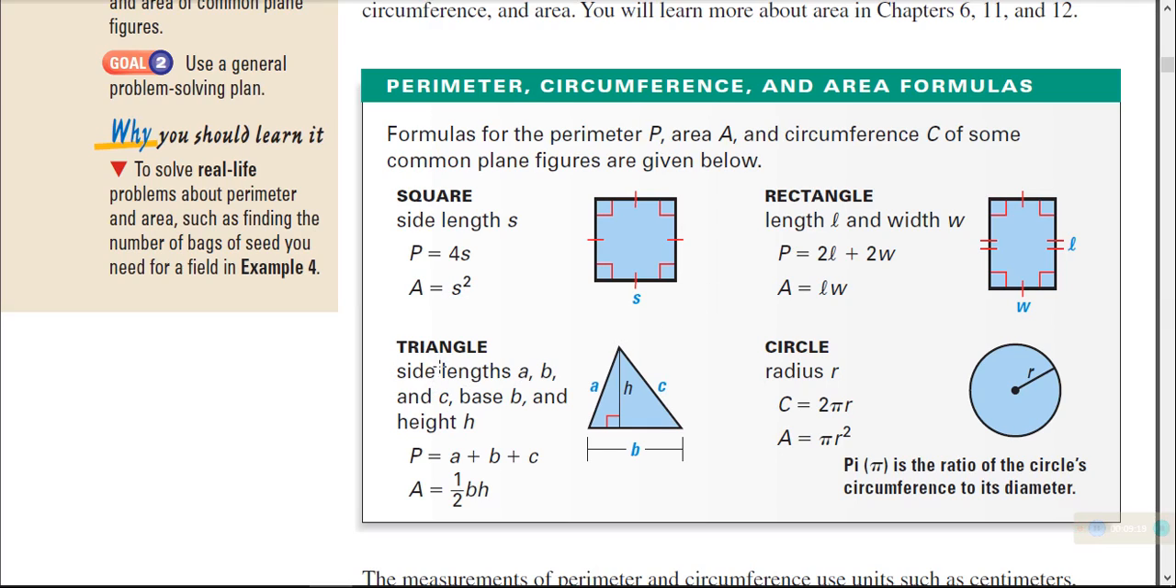Okay, now let's go to triangle. For triangle, kunin mo lang yung measurement ng isang side, pangalawang side, at pangatlong side, and then add them up. You will have the perimeter. For the area, it is 1/2 times base times the height. For the circle, it is 2 pi r.